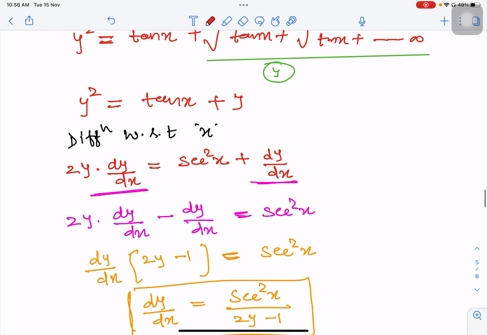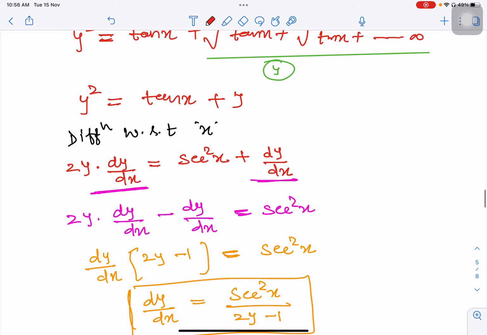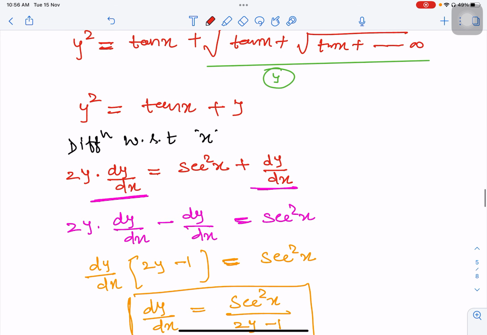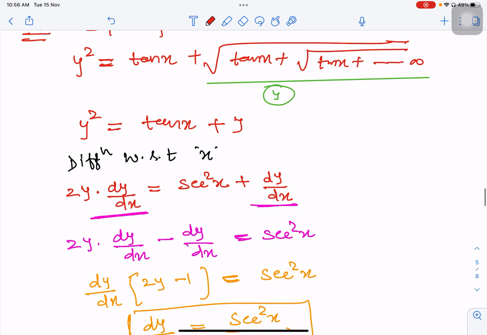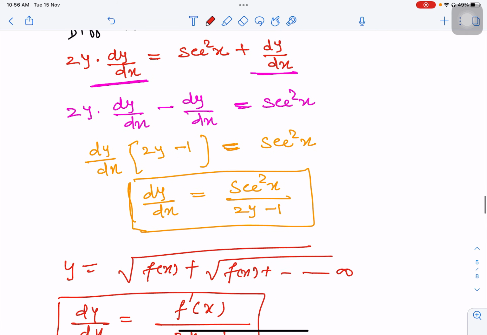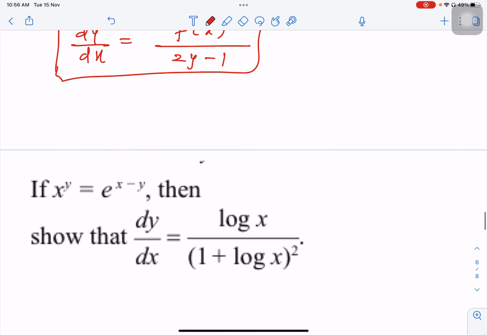तो आपको एग्जाम में tan x के प्लेस पे they can give you sin x, cos x, log x, anything. Solving this sum, उसका पैटर्न सिर्फ ये सेम ही रहेगा. You have to square, replace that remaining term by y, differentiate both the sides, and finally get the answer. I hope it is clear. That can come for 3 mark.